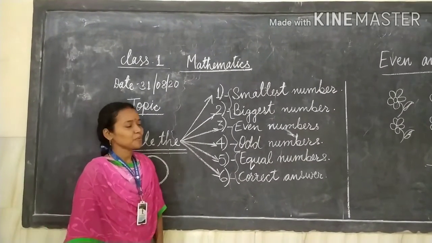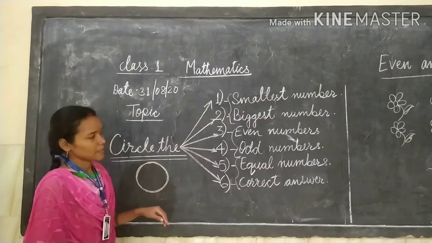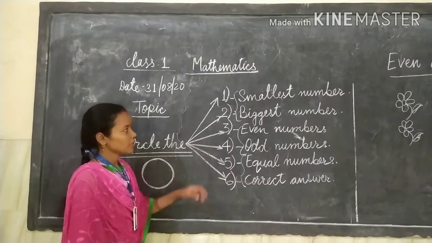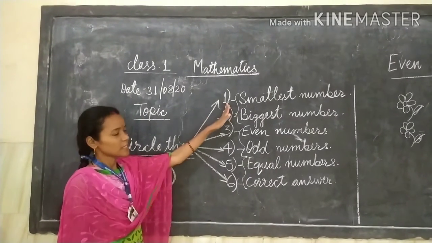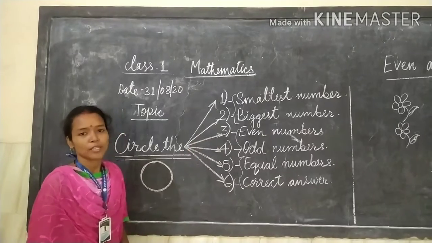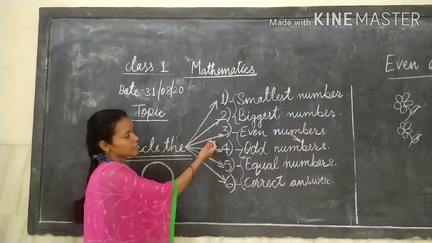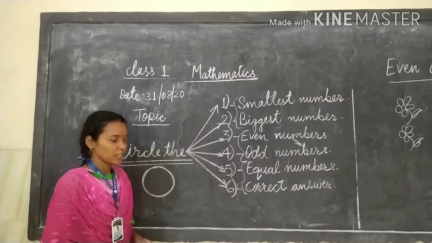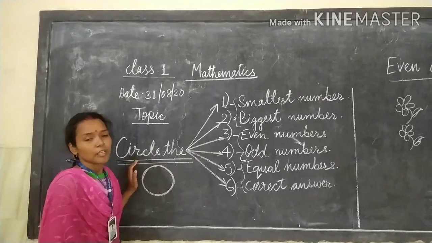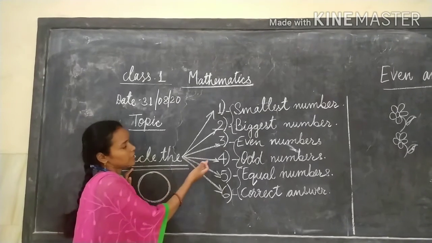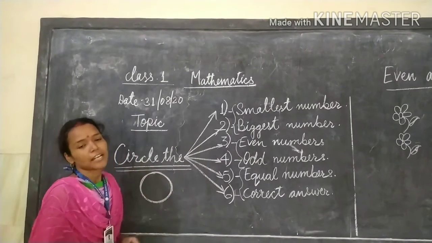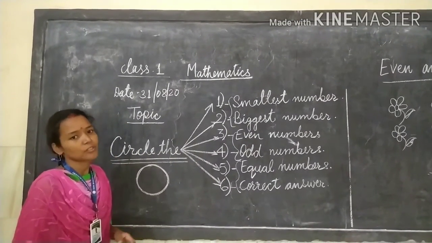Today we will continue the same chapter, Circle the Numbers. In the first video, I have already taught you to circle the smallest number and circle the biggest number. Today we will focus on circling the even numbers and odd numbers. Children, before circling the even and odd numbers, let's understand what is an even number and what is an odd number.